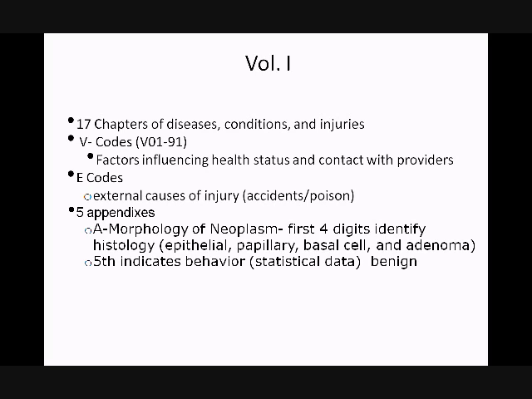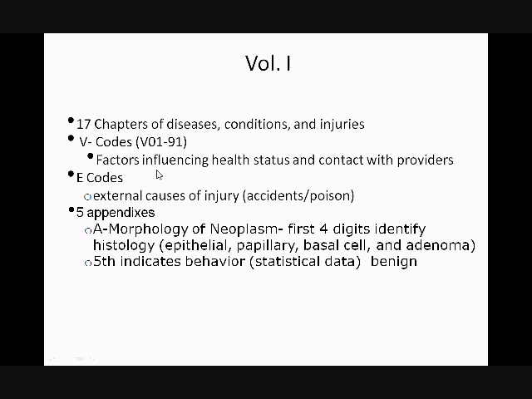Before we said that there are 17 individual chapters in volume 1, and the codes range from 001 all the way to 999 category. After you finish looking at the 999, then you have the V codes. In some of the older books, and in one of the books that I'm actually using, from 2010, the V code only goes up to V89. If you have a newer book, the V code will go up to V91.